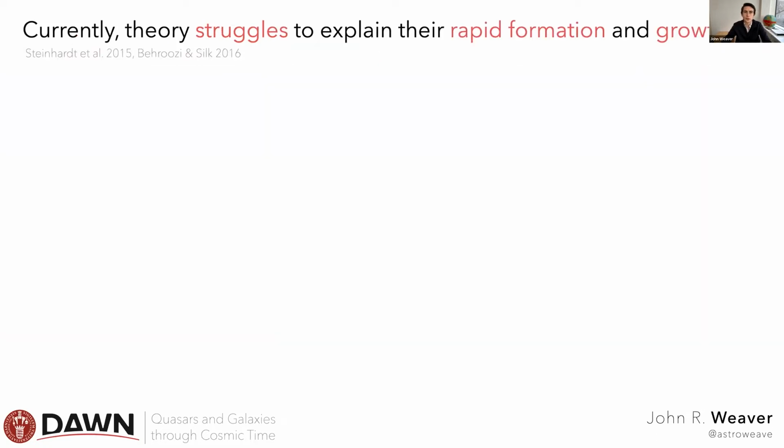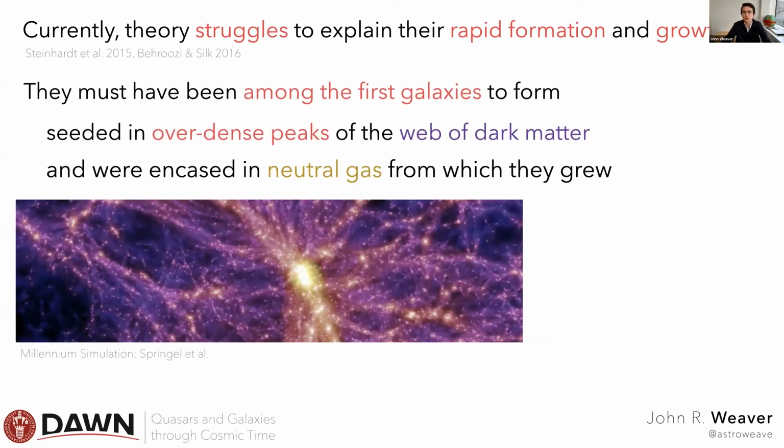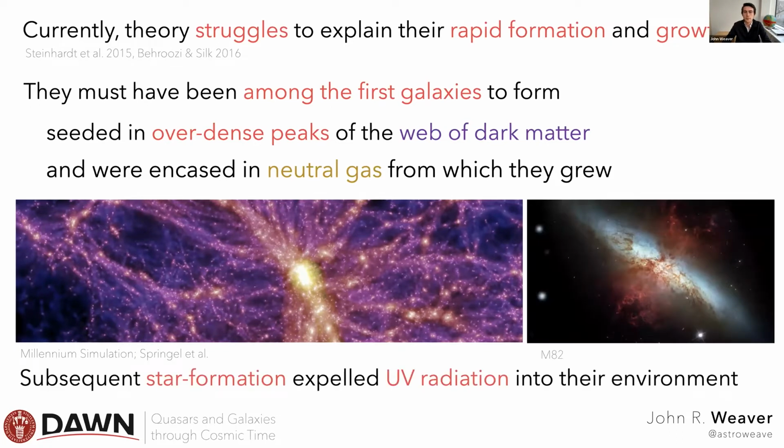And so currently, our theory and our assumptions struggle to explain the rapid formation and growth of these most massive systems found at early times. We know they must have been amongst the first galaxies to form. And as Feige was talking about, they must be seated in these overdense regions from the primordial web of dark matter, and must have been encased in the gas from which they grew, which then, of course, through subsequent star formation, the growth of their stellar mass, expelled UV radiation into their environment, kicking off the epoch of reionization.